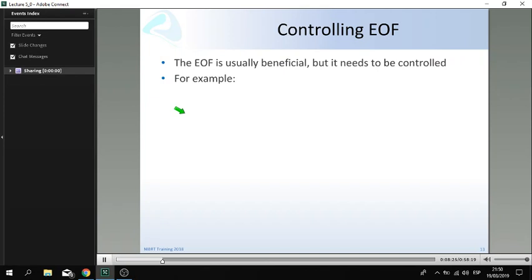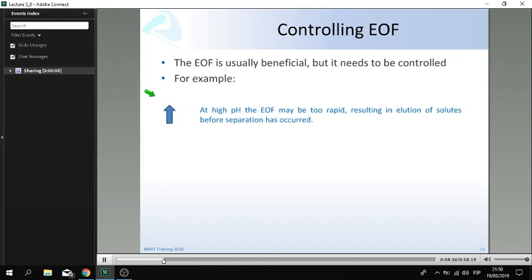And usually electroosmotic flow is beneficial, so it helps us even a bit more to separate our samples, but sometimes it needs to be controlled. There are some cases in which we don't really want electroosmotic flow. For example, if we are operating at really high pH, EOF can be really rapid, resulting in elution of solutes before separation occurs. At really high pH, we have a lot of negatively charged silanol groups. That means we have a really thick double layer that will carry everything towards the cathode so quickly that nothing will be able to separate.